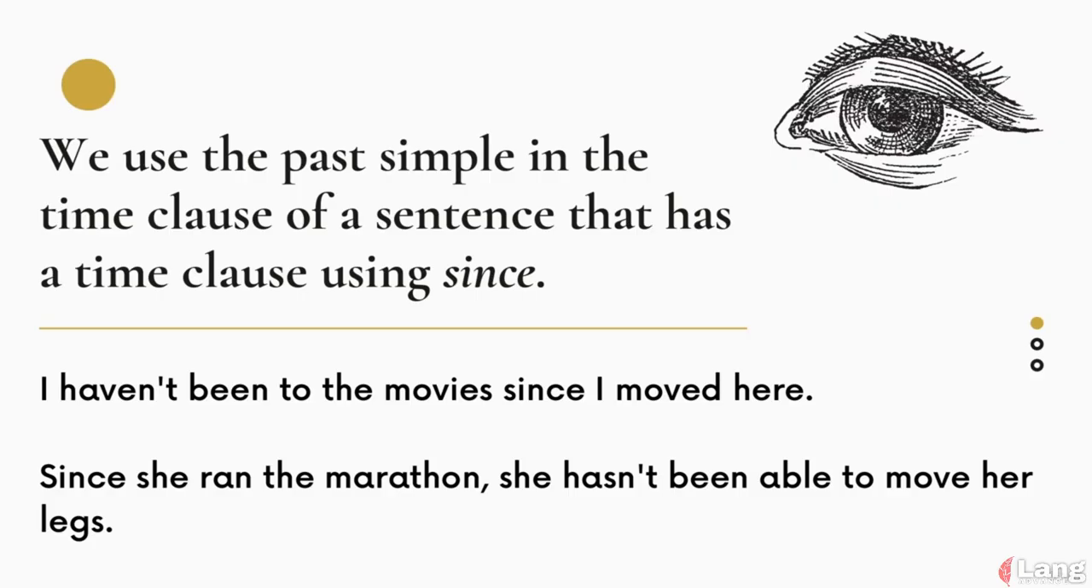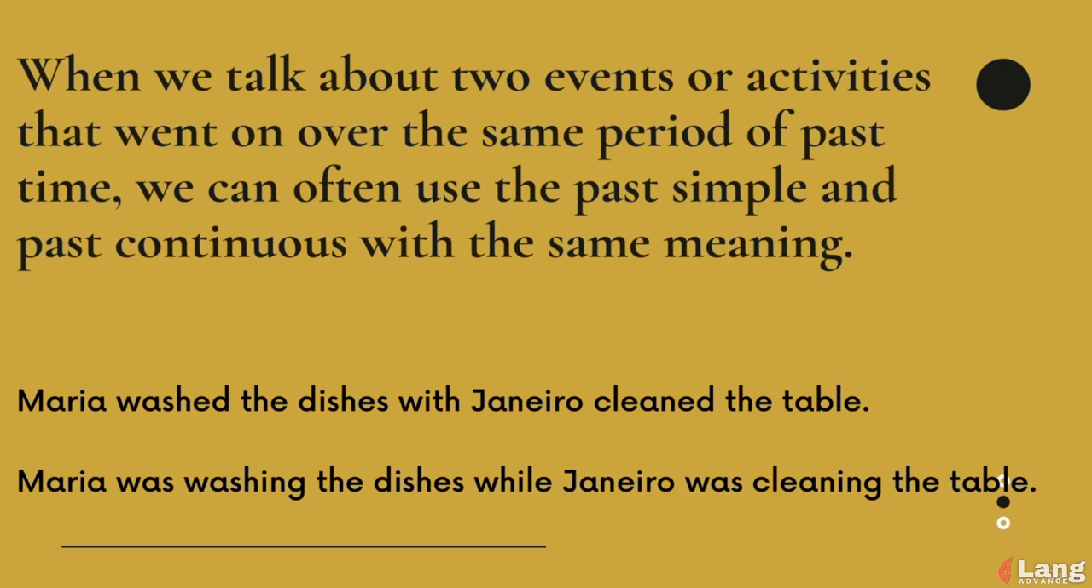The next rule, we use the past simple in the time clause of a sentence that has a time clause using "since." I haven't been to the movies since I moved here. Since she ran the marathon, she hasn't been able to move her legs. When we talk about two events or activities that went on over the same period of past time, we can often use the past simple and past continuous with the same meaning. Maria washed the dishes while Gennaro cleaned the table. Maria was washing the dishes while Gennaro was cleaning the table. In these two sentences, past continuous and past simple have the same meaning.